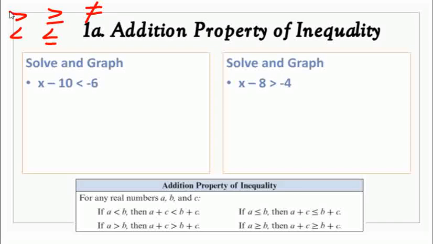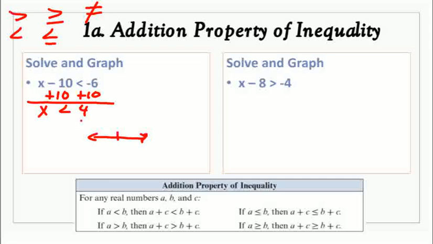I need to get x by itself, so the opposite of subtracting 10 is adding 10. Do that on both sides of the inequality, and I get x is less than 4. And now I need to graph it, and we graph it on a number line. And we could just put the one number. The main number is right here, which would be 4.